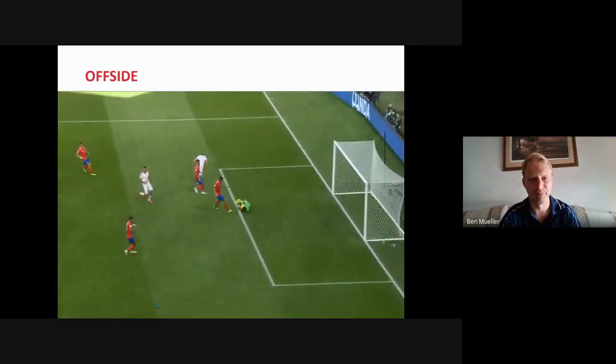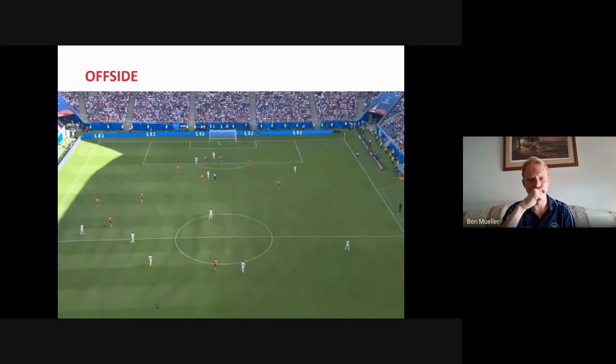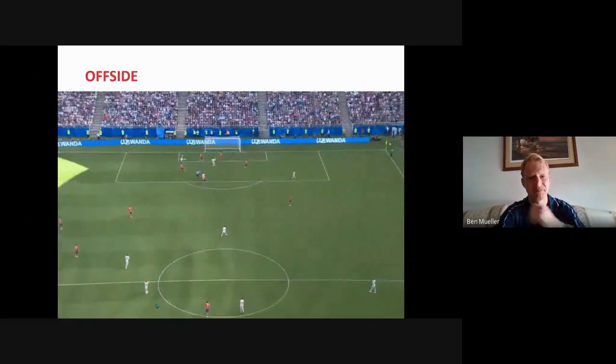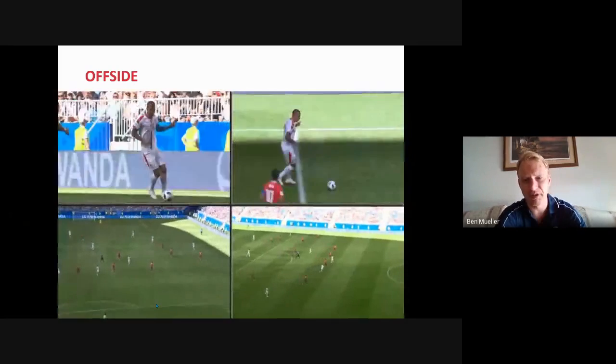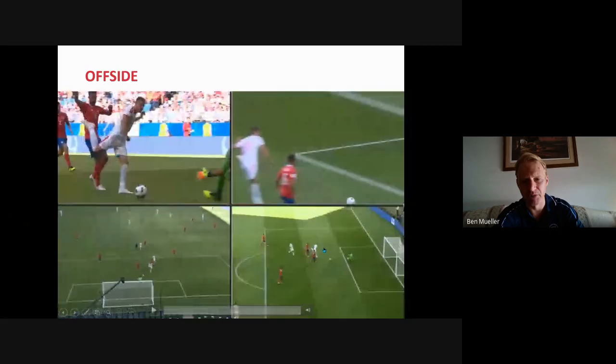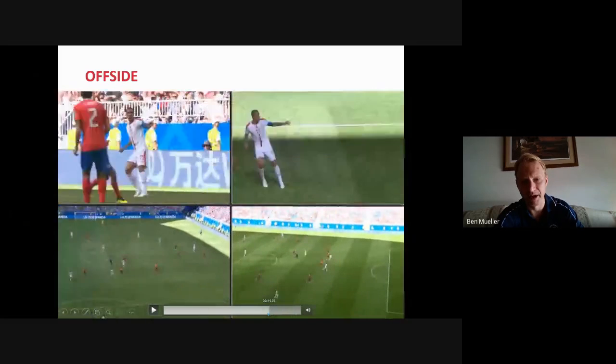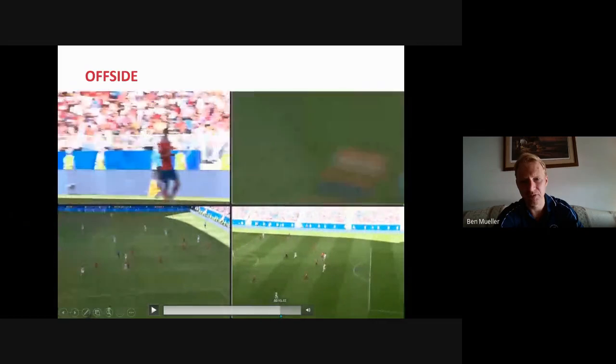Let's take a look at this one. And we're going to see this one from multiple angles. So you can see, it's not really clear to see from that angle. Now you can see from this angle right here that at the time of the touch, this player was in an offside position at the time of the touch by a teammate, right? Go back. Okay, let's look right there.